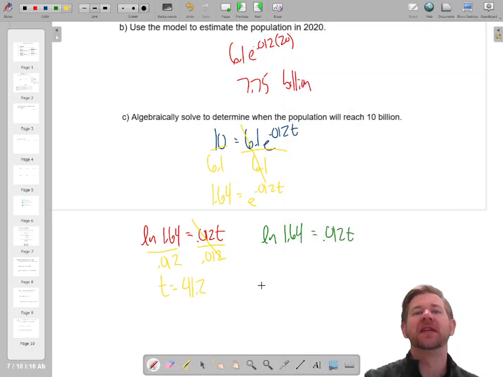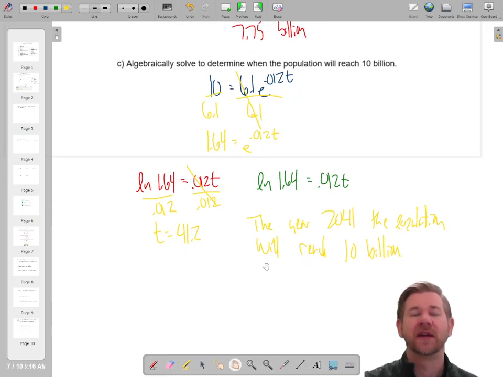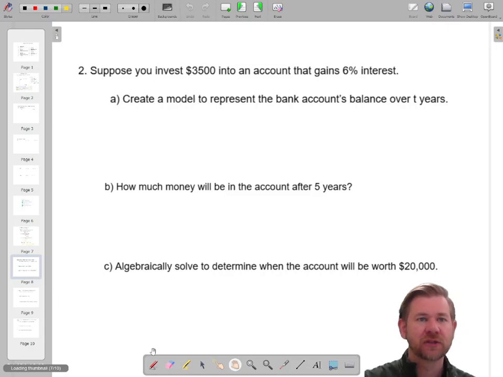Okay, it would be the year 2041. The population will reach 10 billion. Okay, so we're solving now for the year. Instead of plugging it in and getting the value of the account or whatever, we're finding when it'll happen. Let's try another one.